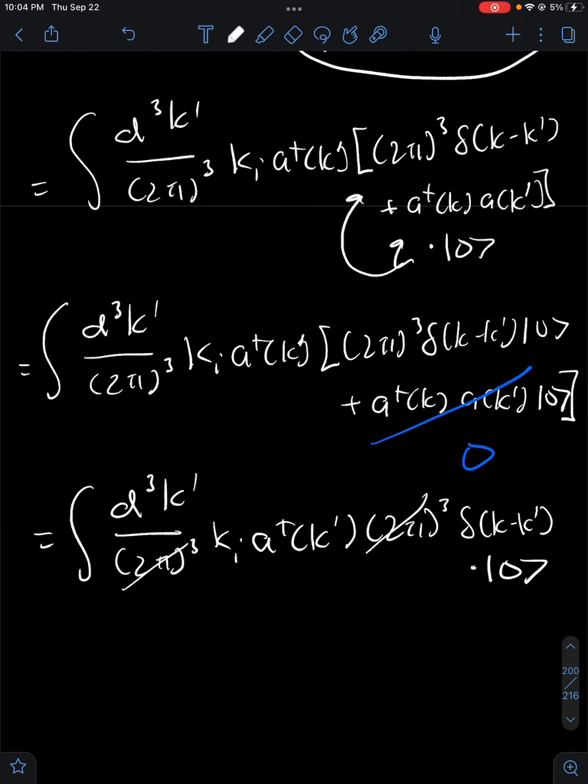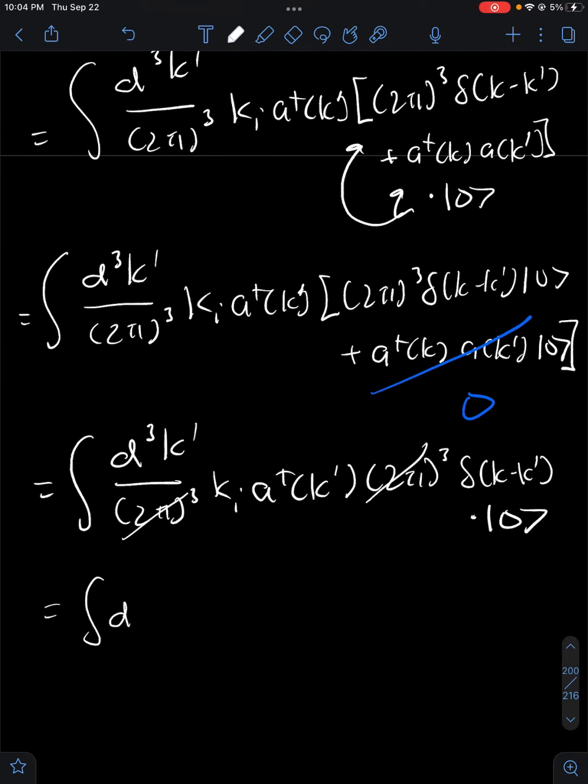These pi's cancel out. We are left with the integral over the k prime. Also, in case this wasn't clear already, k prime is just some general momentum, and k is some general momentum. k could be equal to k prime, k could also not be equal to k prime. There are general values of momentum, and they're generally different, by the way. So now we have ki a conjugate k prime delta k minus k prime times the vacuum state.